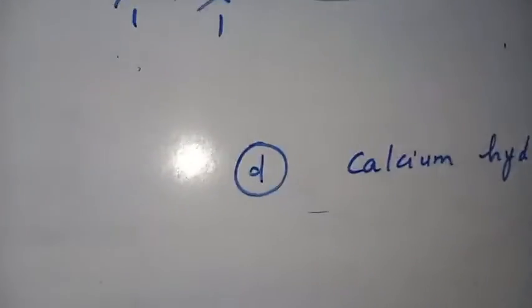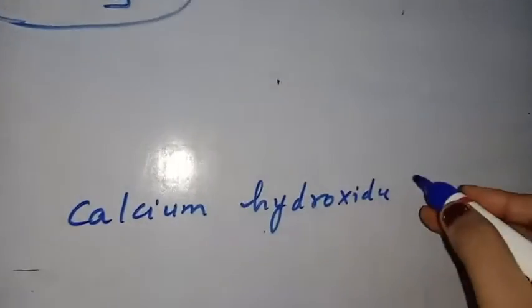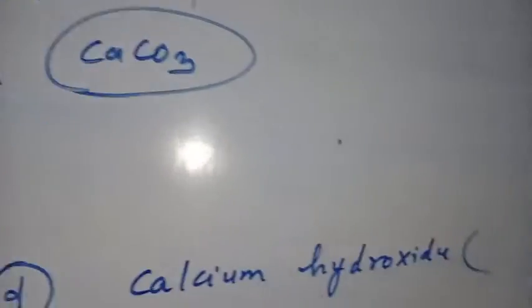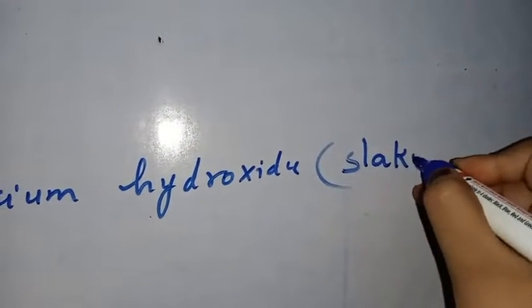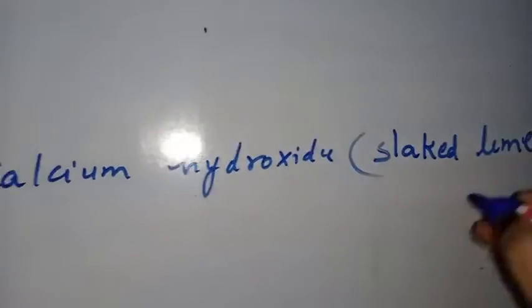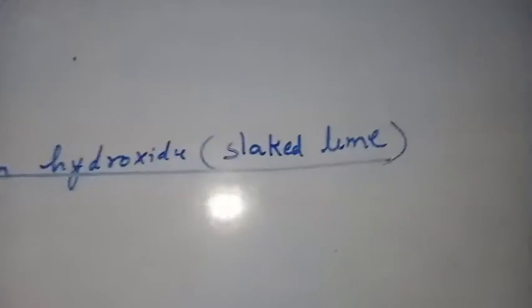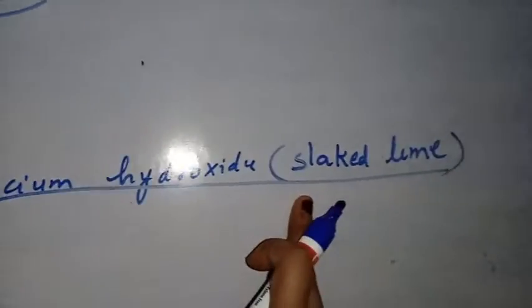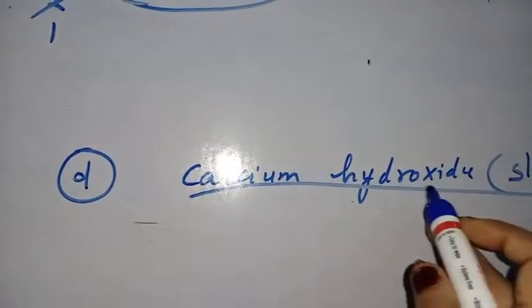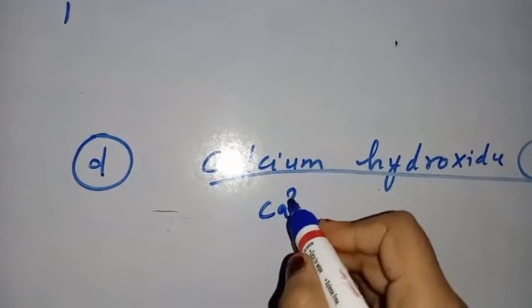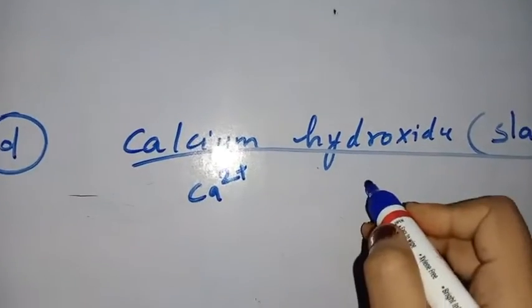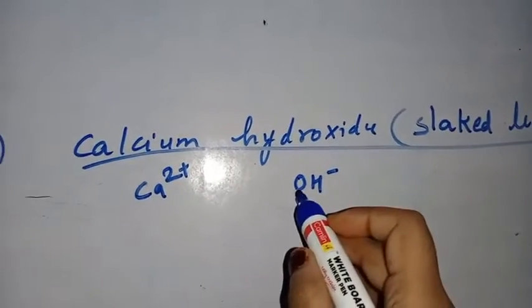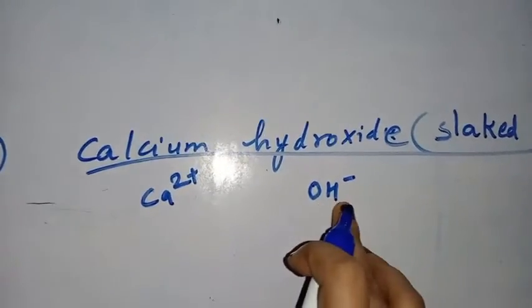Okay, now the next one is calcium hydroxide. Calcium hydroxide's common name is slaked lime, and it is also called lime water. So calcium hydroxide means it has the calcium ion which has +2 charge on it, and the hydroxide ion which has 1 negative charge on it. Hydroxide ion is written like OH minus.